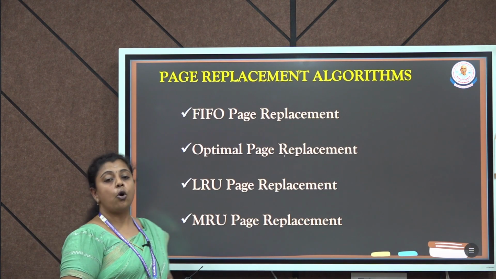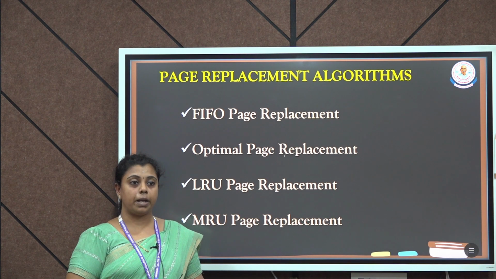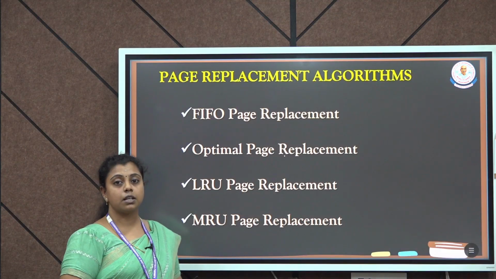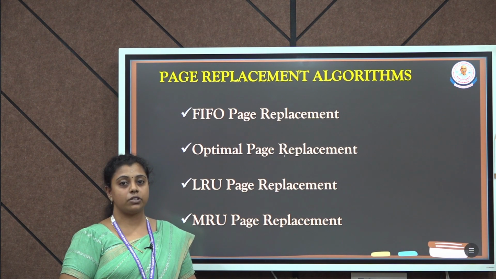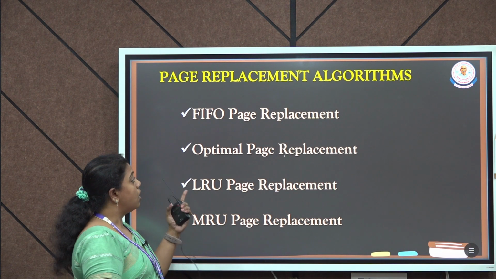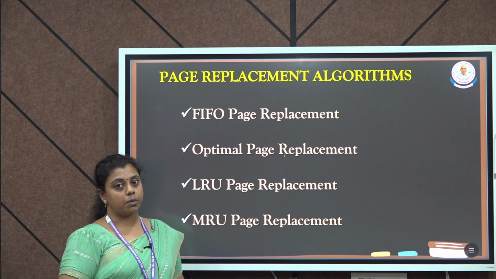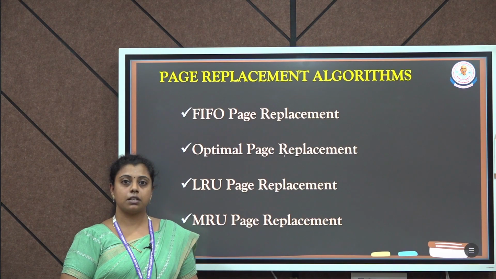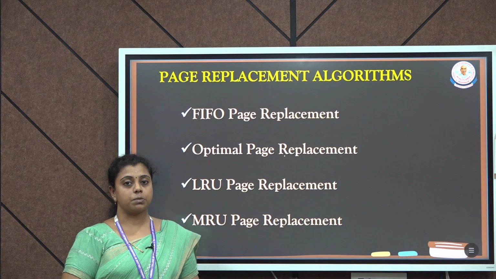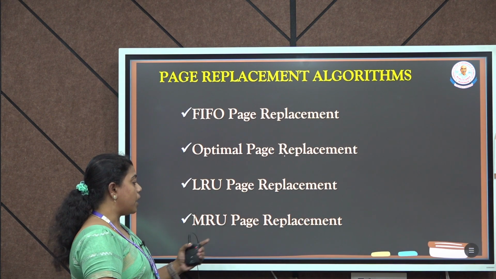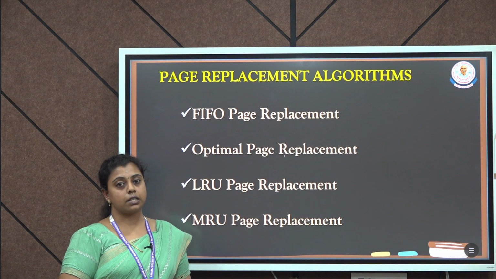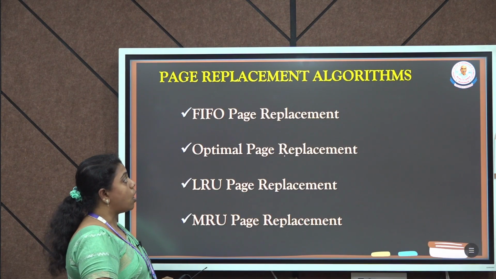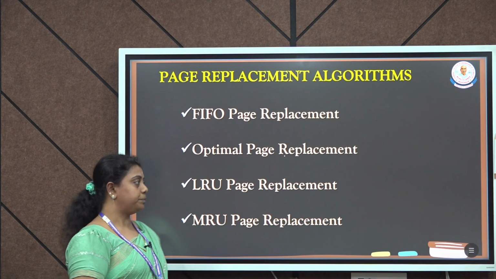We have four different types of page replacement algorithms. They are FIFO, that is first in first out page replacement algorithm; optimal page replacement algorithm; LRU, that is least recently used page replacement algorithm; and MRU, that is most recently used page replacement algorithm. We will discuss all the algorithms one by one.